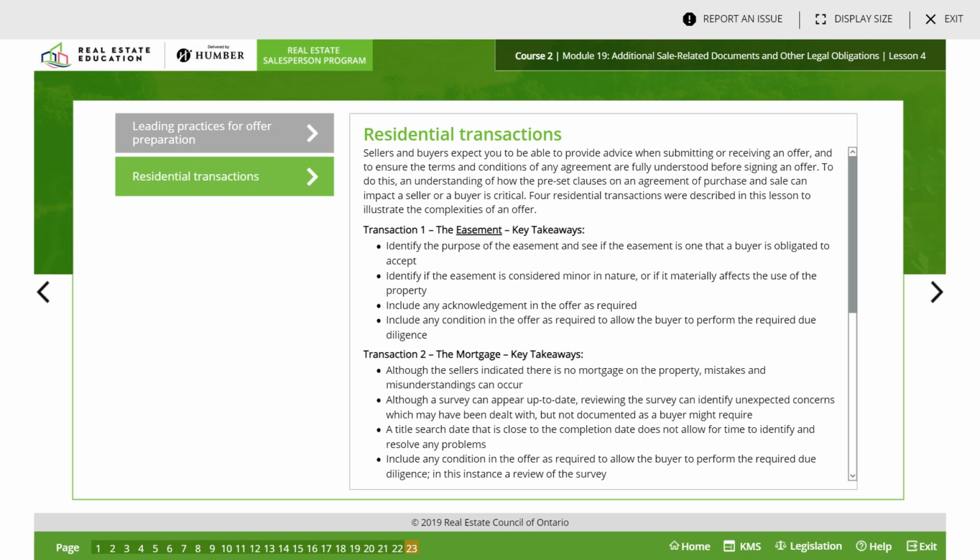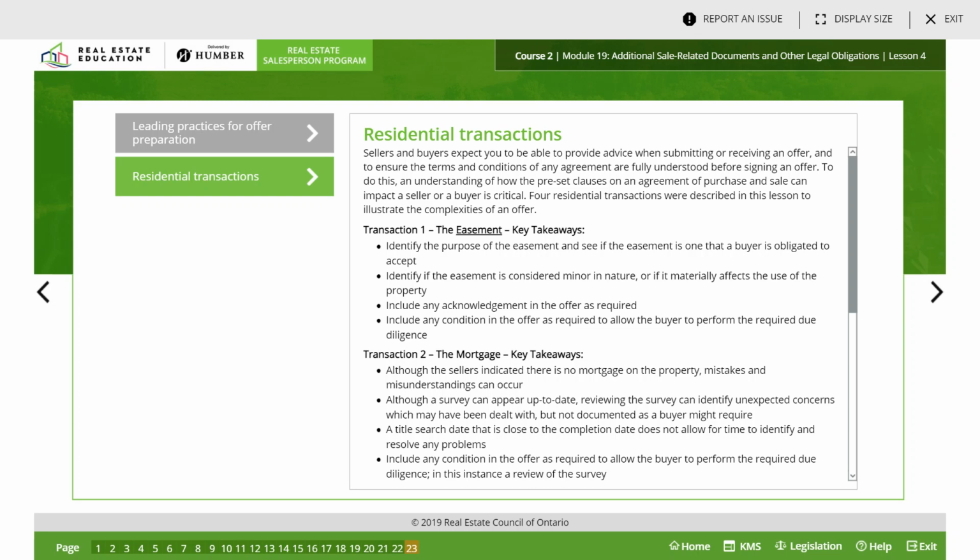Residential transactions. Sellers and buyers expect you to be able to provide advice when submitting or receiving an offer, and to ensure the terms and conditions of any agreement are fully understood before signing an offer. To do this, an understanding of how the preset clauses on an agreement of purchase and sale can impact a seller or a buyer is critical. Four residential transactions were described in this lesson to illustrate the complexities of an offer.